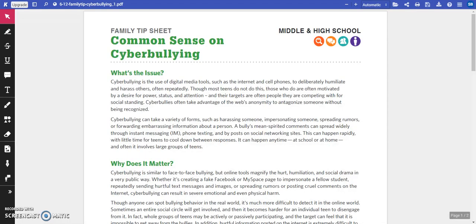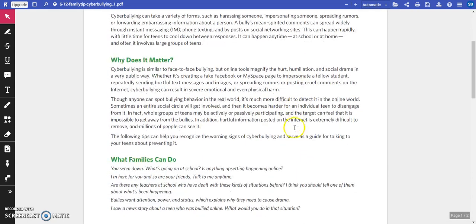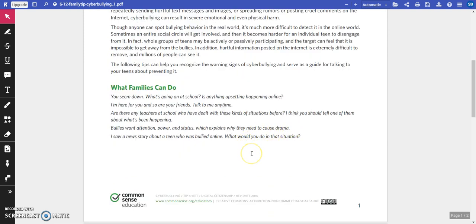This lesson also includes a tip sheet handout on cyberbullying for students to share with their families that includes action that parents could potentially take in addressing and broaching the issue with their son or daughter.